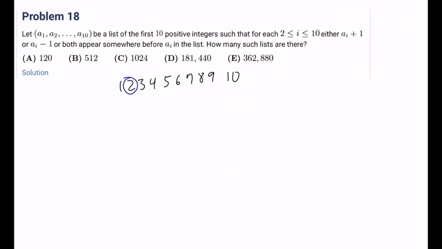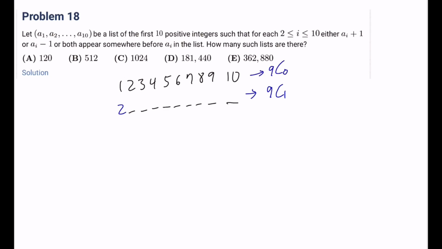What if 2 is at the beginning? Then the rest will all just follow. But then 1 can go anywhere, because as long as it's inside there, then 2, which is 1 plus 1, is always going to be in front of it. So 1 can go anywhere out of these 9. So this gives us 9 choose 1 ways, right? And for the previous case, there was only one way. That was just 9 choose 0.